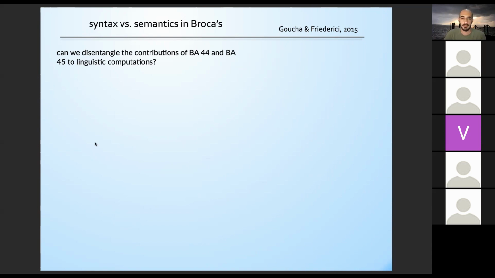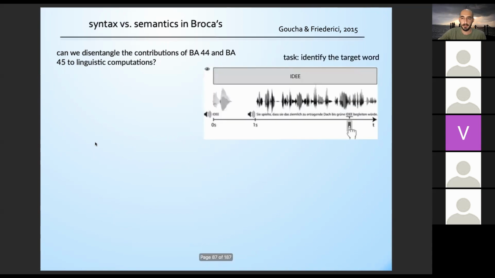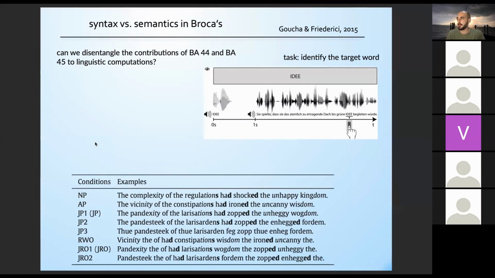So the task they employed was a very dumb task, to identify the target word, okay? So for instance, the target word was idee, and they would listen to a sentence like this one, and then they had to press a button when they heard the target word. And this was just to make them attentive to the verbal material they would hear, so that they would have to process the sentence and not just passively listen, thinking about what they did the previous weekend, right?